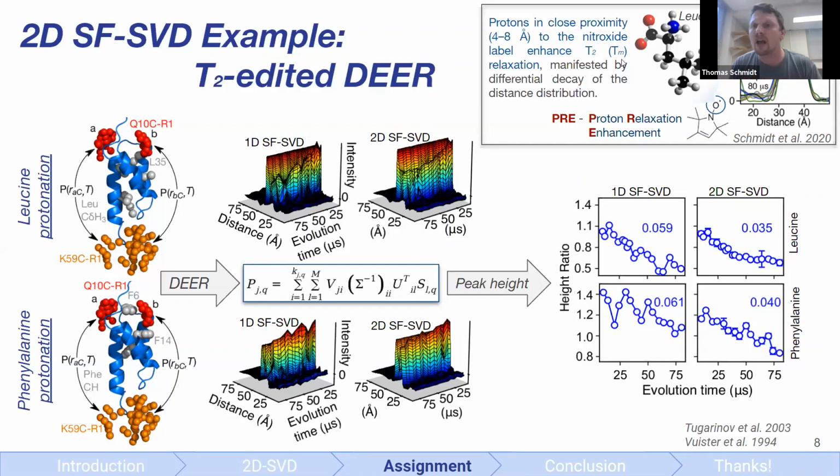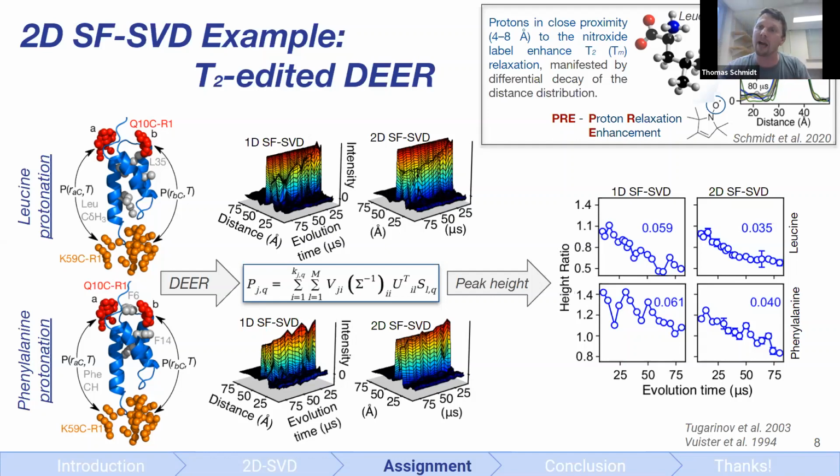In this experiment, what a T2 edited DEER really is, is actually really similar to a PRE experiment by NMR. So in NMR, what do we do in a PRE experiment? We're looking at nuclei, or protons for that sake, and upon introducing a paramagnetic species, the relaxation of those nuclei is enhanced. Now here we just do the reverse. We're looking now at an electron, and upon close proximity to a protonated species, its relaxation is enhanced. And that really manifests itself if we look at the distance distribution.